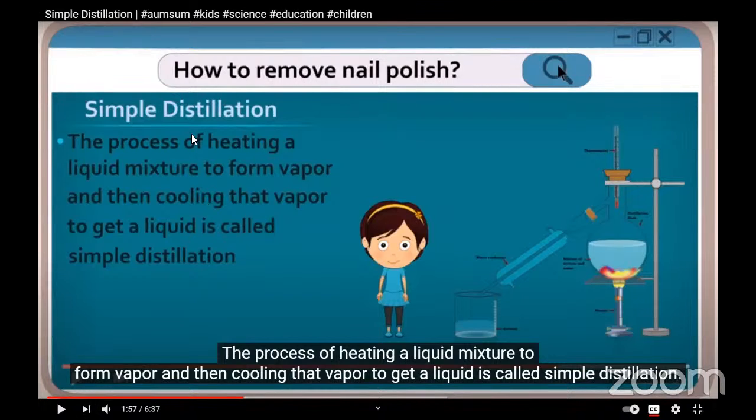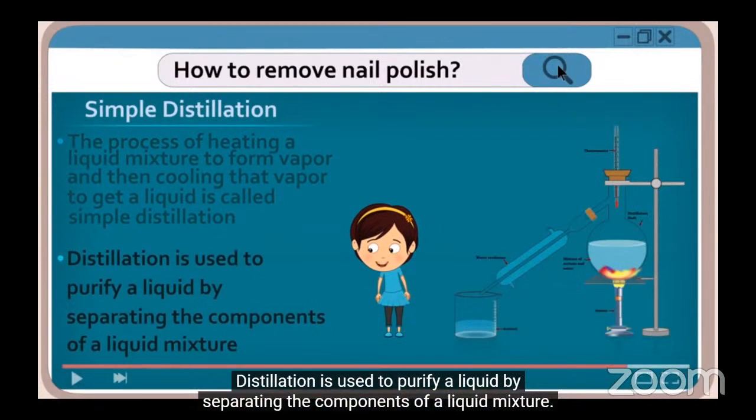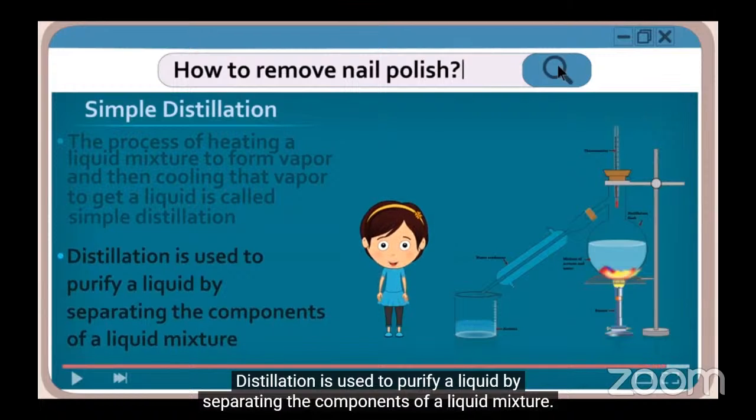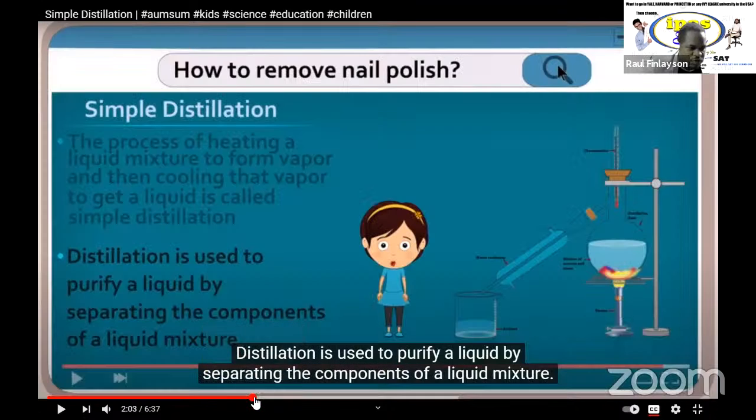Distillation is used to purify a liquid by separating the components of a liquid mixture. All right. Let's make a note of that because that might be crucial here. Purification. So definitely one of the processes used to purify.